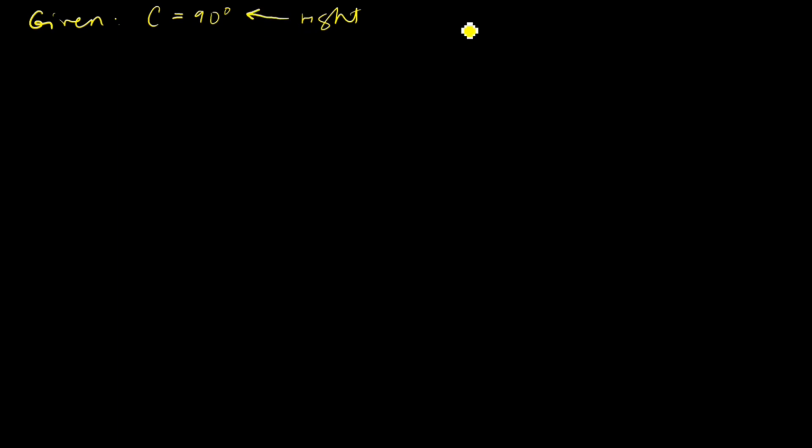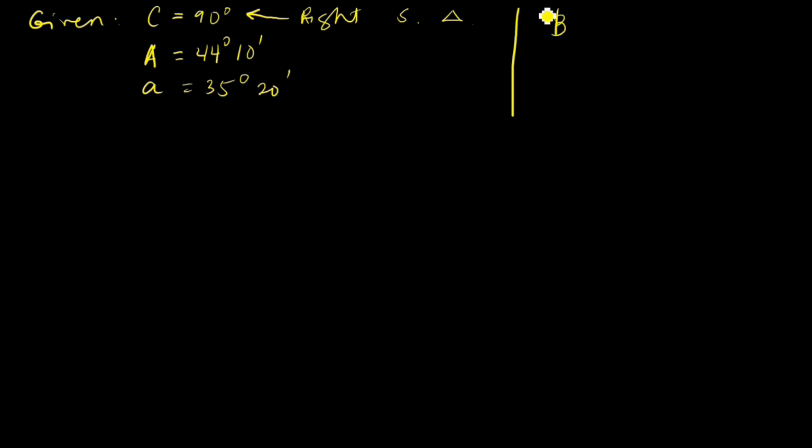So it means we have a right spherical triangle. Okay, next. We do have another given. So angle A measures 44 degrees, 10 minutes. And then the other one, side A, measures 35 degrees and 20 minutes. So what do we need to solve here? We do have angle C and A, so it means we need to solve for angle B. We do have side A, so what we need are side B and then side C.